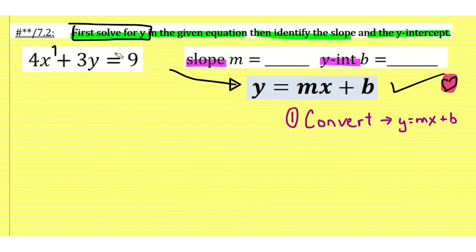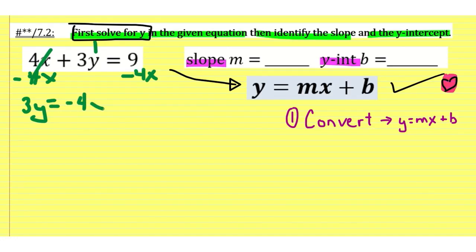Alrighty then, so how are we going to do this? We are going to start out with our equation and we're going to say, how can I start getting that y by itself? My order of operations says that I need to undo addition or subtraction first. I want to get this term away from my y. So I'm going to do minus 4x on both sides, minus 4x. These will cancel out, and then I end up with 3y is equal to negative 4x plus 9.